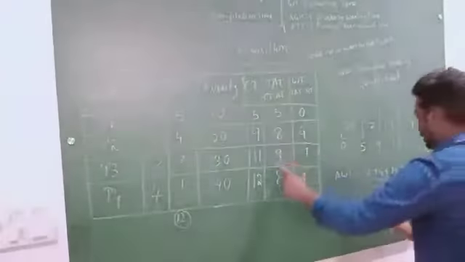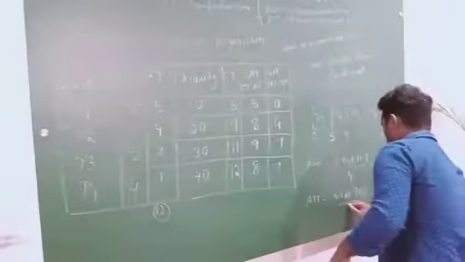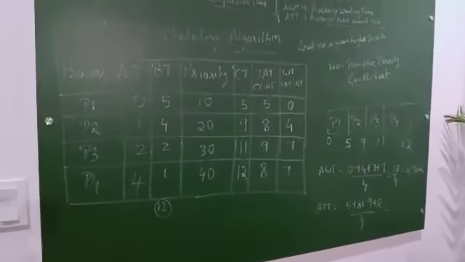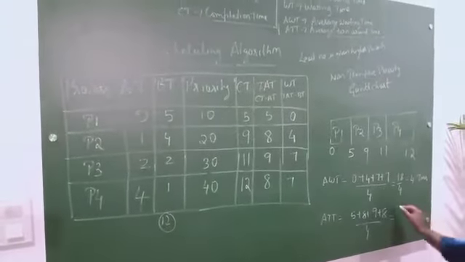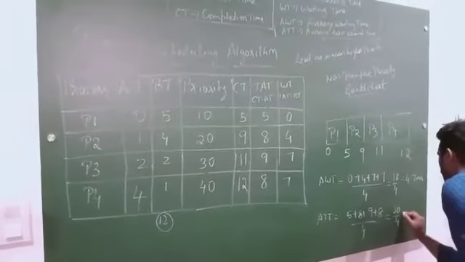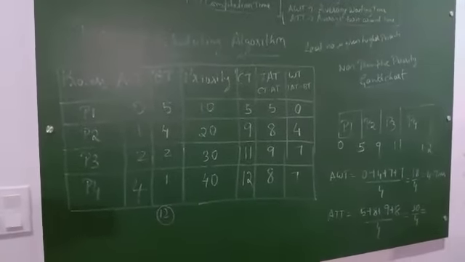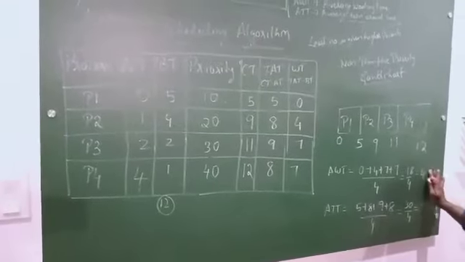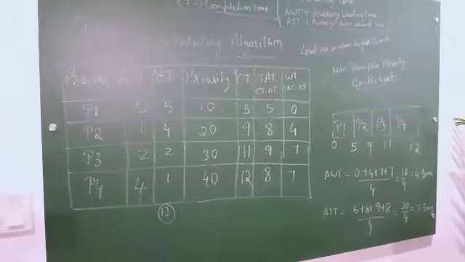Next, average turnaround time. Here you can see 5 plus 8 plus 9 plus 8 divided by the total number of processes, 4. I'll use the calculator. That is 30 divided by 4, and I'll get 7.5 milliseconds. So here it is 4.5, I'm sorry, 4.5. Hope you are clear with this.